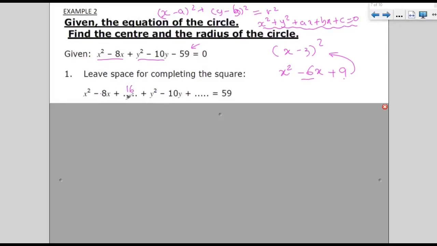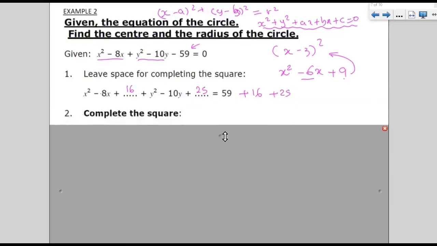But I added a number. I'm not allowed to change an expression. So if I added 16 here, I must add 16 here. Same thing here. I have minus 10y. Half of minus 10 is minus 5. All squared is 25. So I added 25 here. So I must add 25 here.